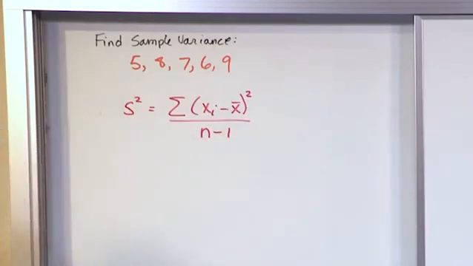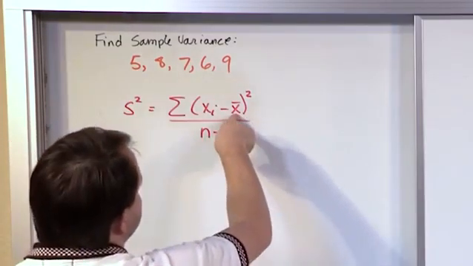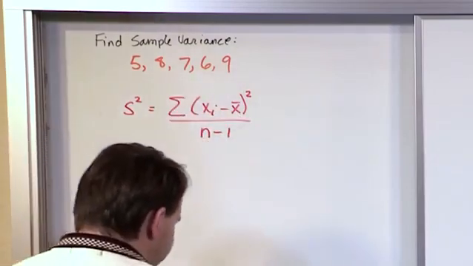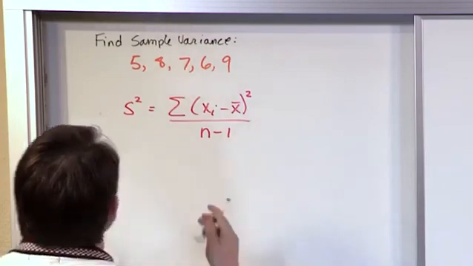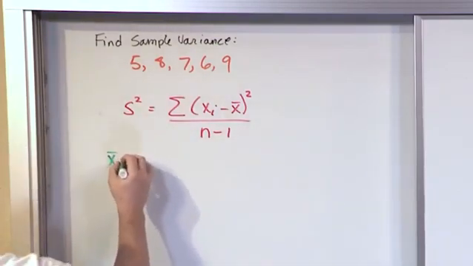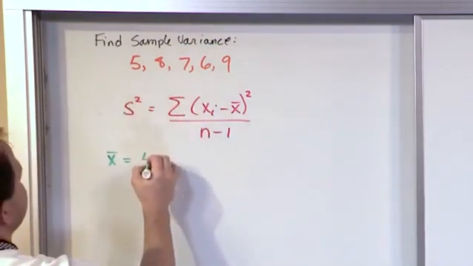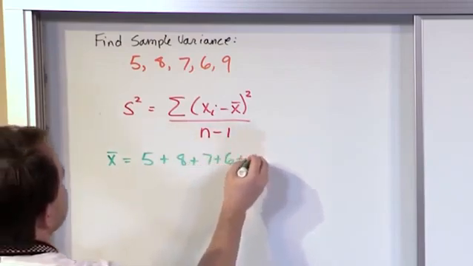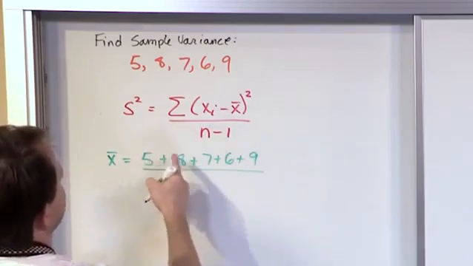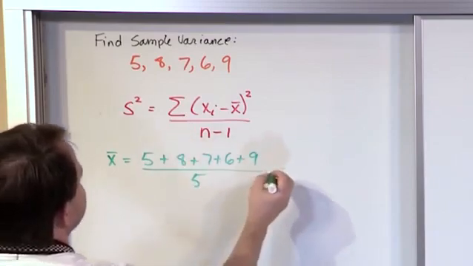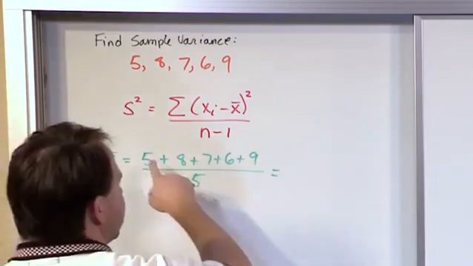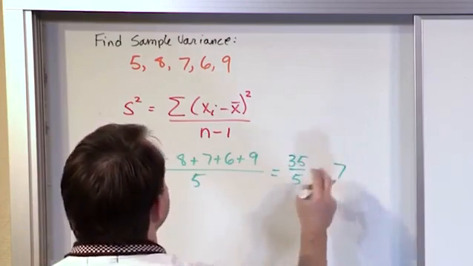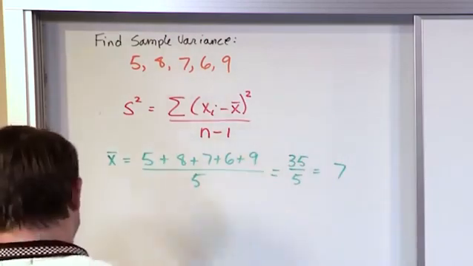Now before we can do anything, we know we're going to need to find the mean, because every data point is subtracting the mean from it. So let's go off to the side and do that right now. For a sample mean, which we have done before, it's 5 plus 8 plus 7 plus 6 plus 9. There are 1, 2, 3, 4, 5 values, so we divide by 5. When we add up the top, we get 35 over 5, which is 7. So the mean is actually 7.